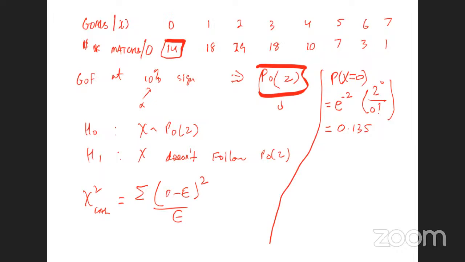So what will be the expected value? Well, the expected value when it's 0 goals will be the probability multiplied by the total. Remember N times P will give you the expected value, right? So it's 0.135 times 100. So that is 13.5. 13.5 is your expected value. So that is the procedure when we're doing the questions. We have to calculate the probability for each one and then work out the expected value.